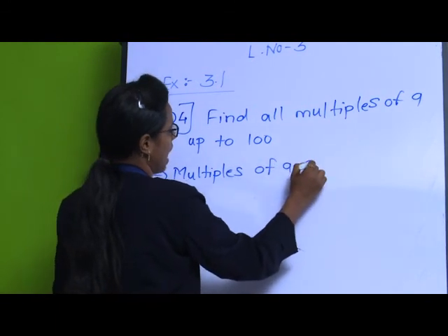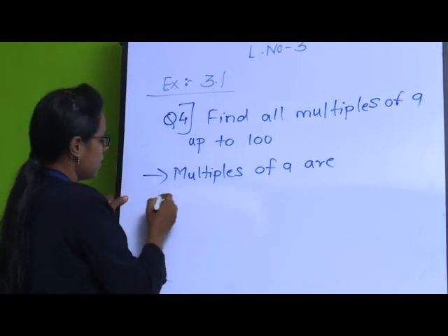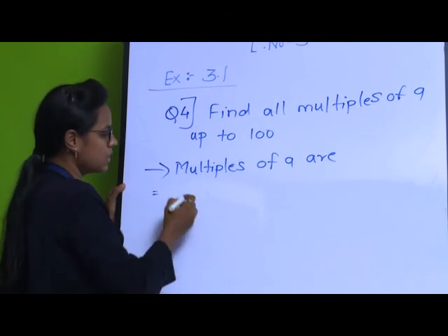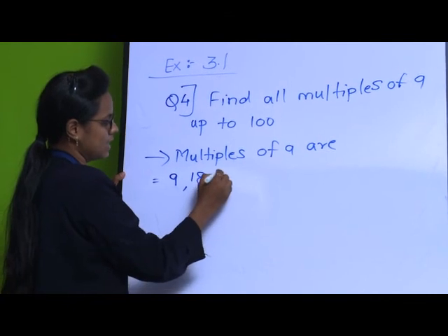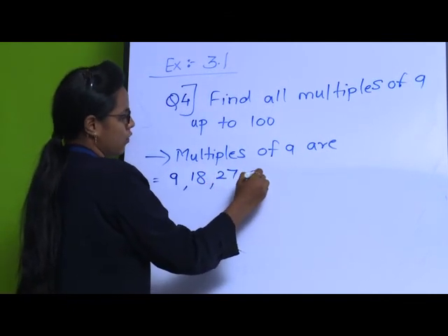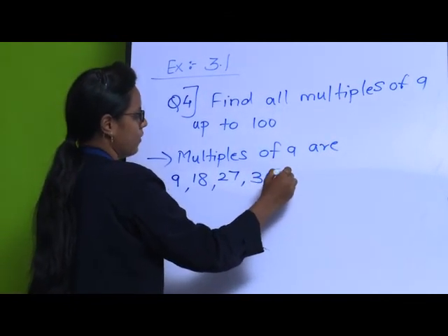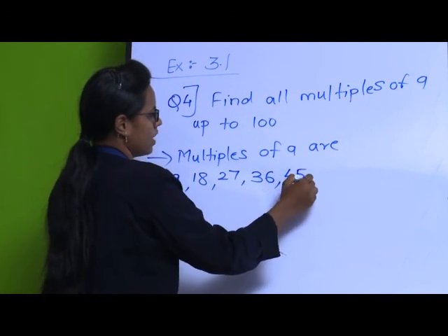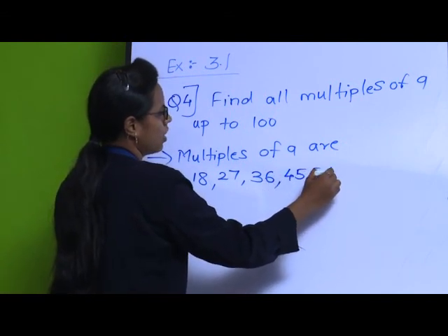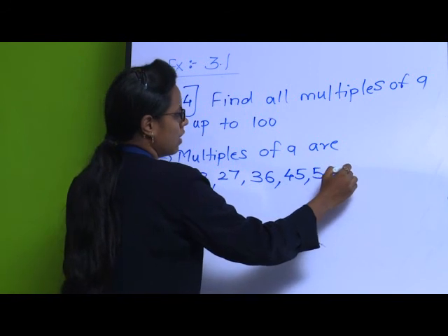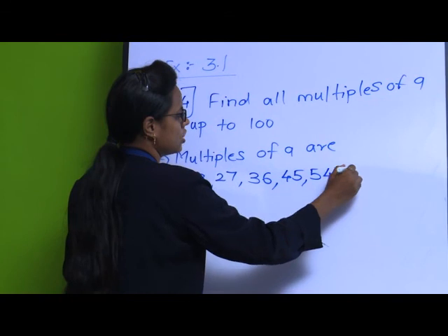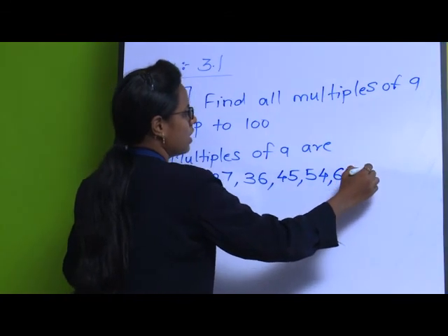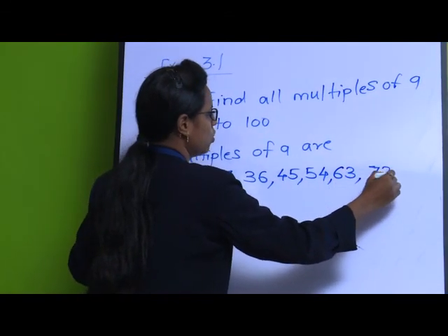So, multiples of 9 are, let us write the multiples. 9 ones are 9, 9 twos are 18, 9 threes are 27, 9 fours are 36, 9 fives are 45, 9 sixes are 54, 9 sevens are 63, 9 eights are 72.